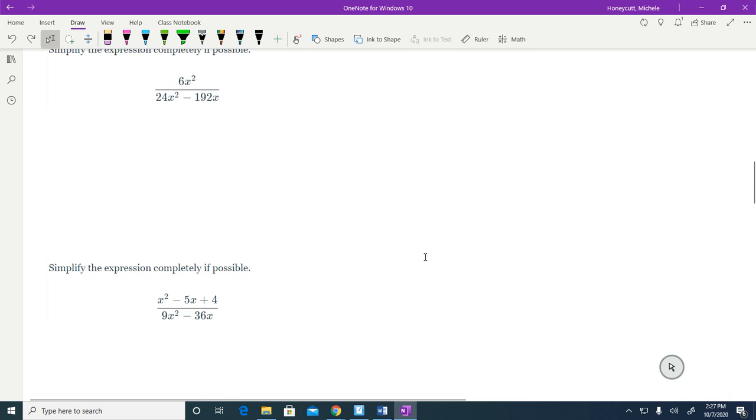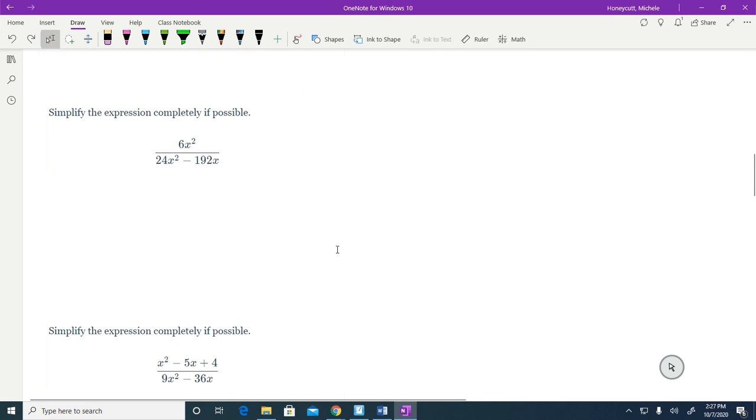All right, one more of these. So which one looks better? Let's do the top one because there's only one term up here. Now there is only one term up here, so that makes me think, maybe, I don't know what's going on with the top. So for right now, I'm just going to leave the top as 6x squared.